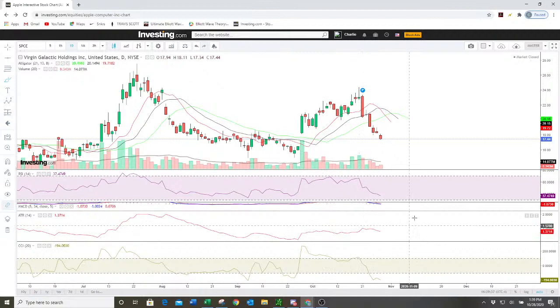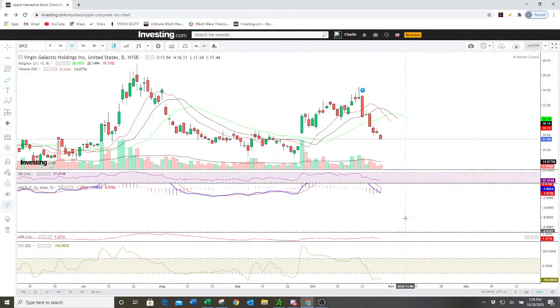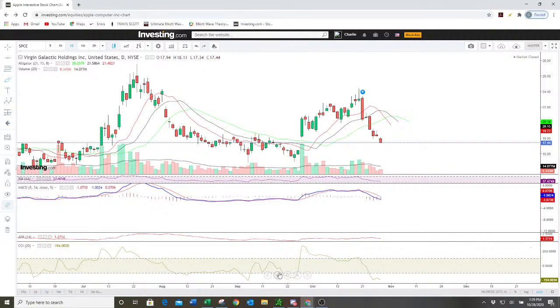But let's take a look. Yeah, it's definitely on a big downside. I still need more though to get into space. To me, it's not ready yet. It still has a lot of downside to it. Let's look at a little bit of a wider time frame here.